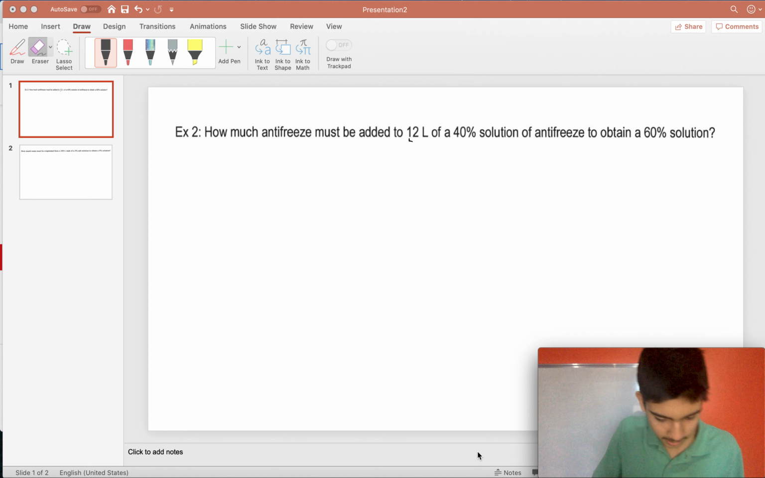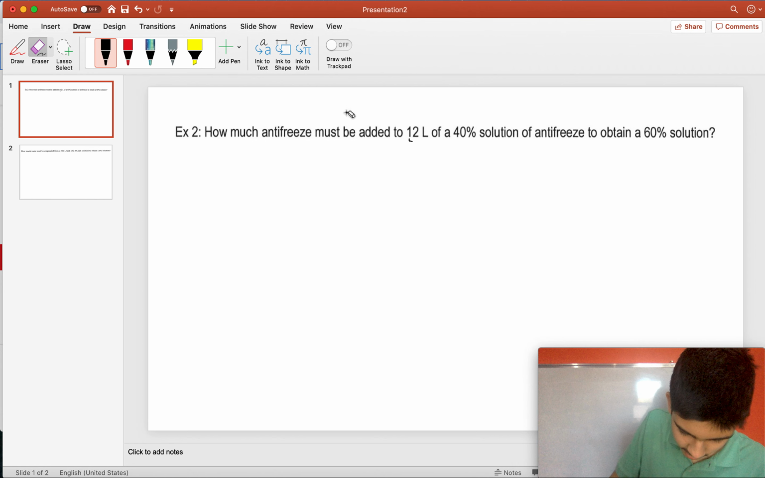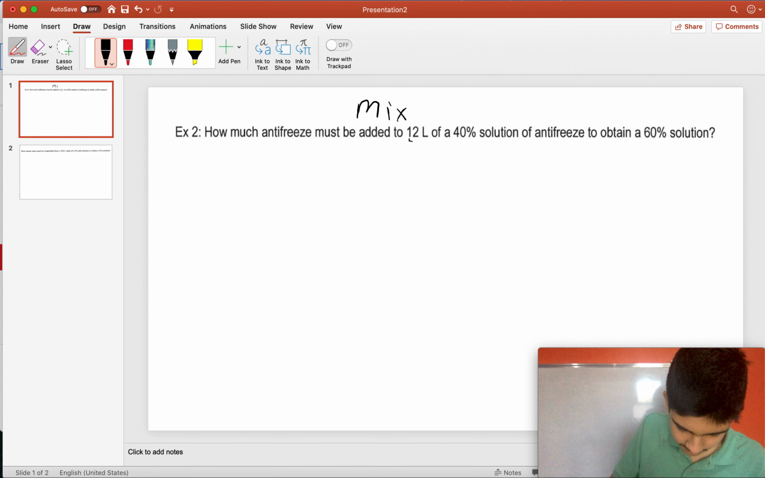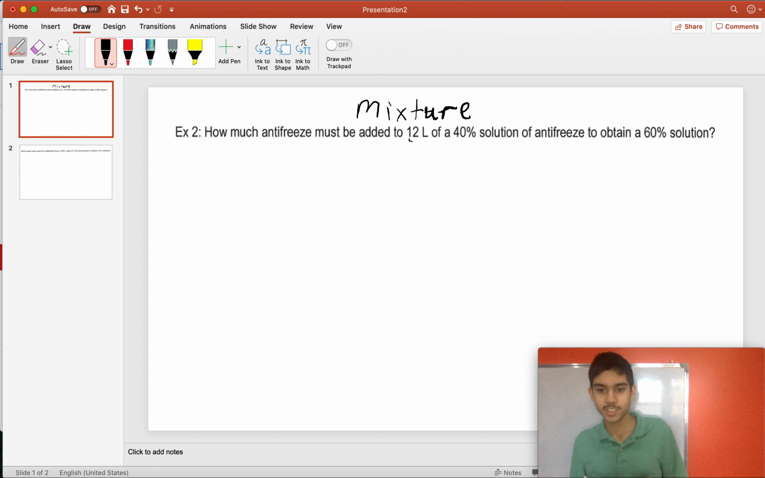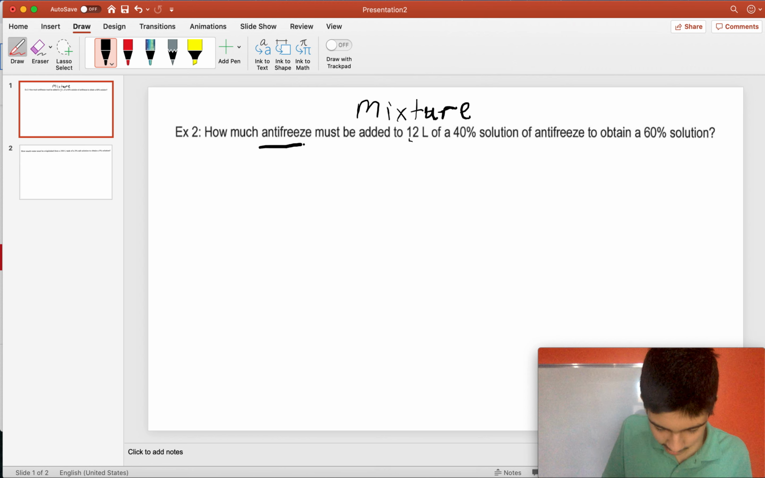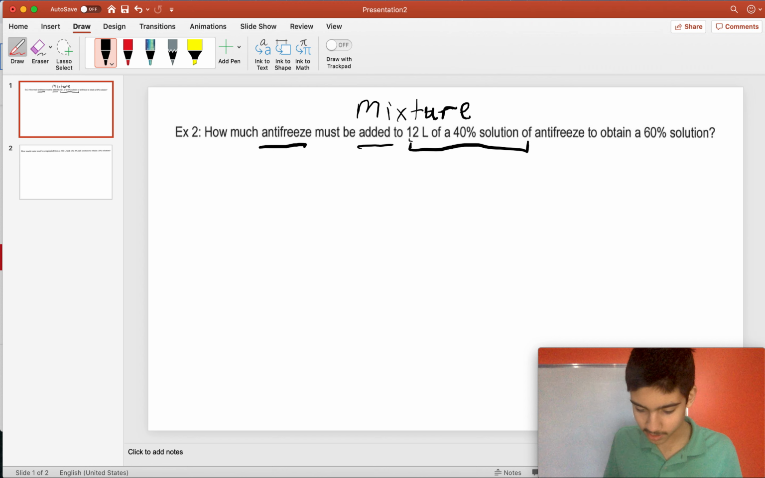So basically, they're called mixture. Alright, and they're called mixture because we're mixing different solutions together. So they're saying, how much antifreeze do we have to put in 12 liters of this thing to get another thing, okay?